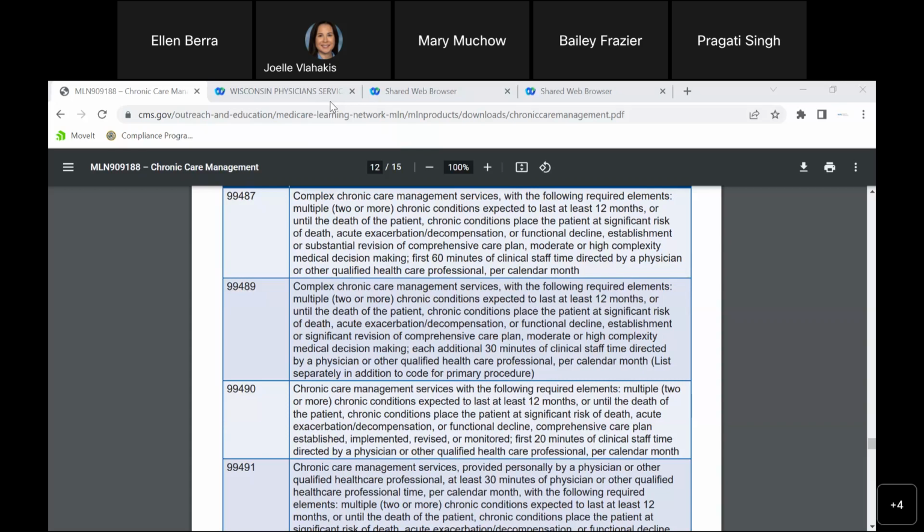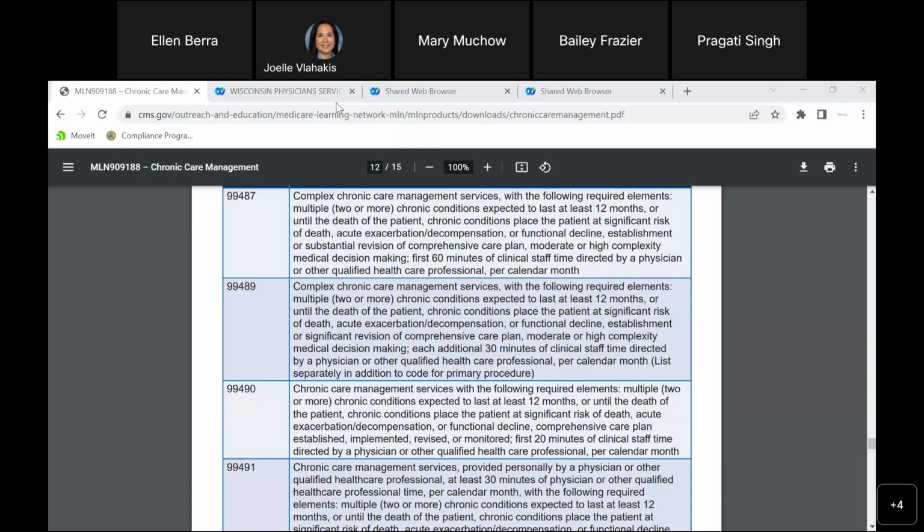Thank you, Dr. Vlahakis. We appreciate that. All right, Ellen, back to you. Our next question. If a patient is receiving CCM services during the month and then is admitted to the hospital and remains hospitalized through the end of the month, can we still bill for the CCM services?